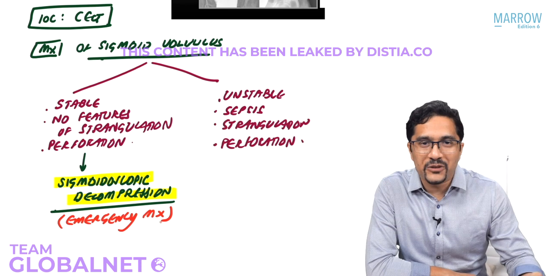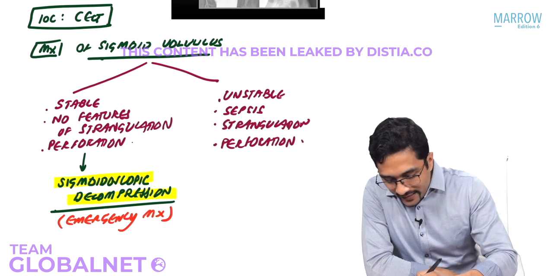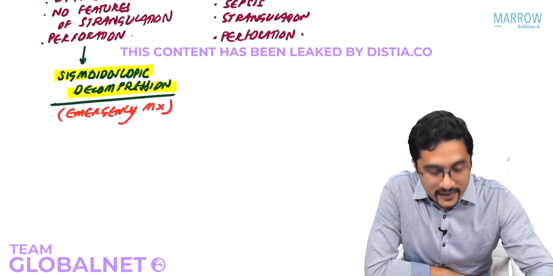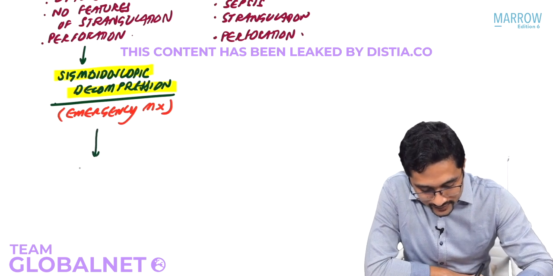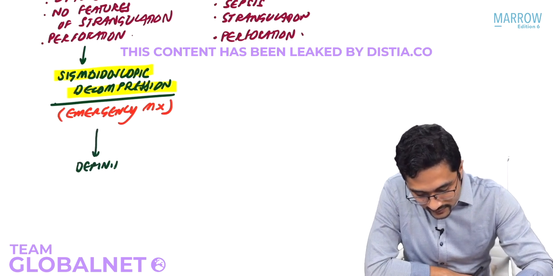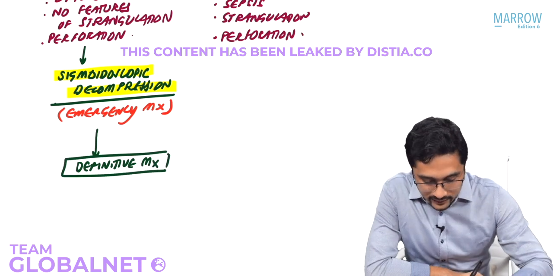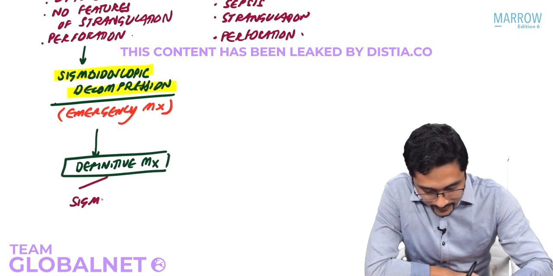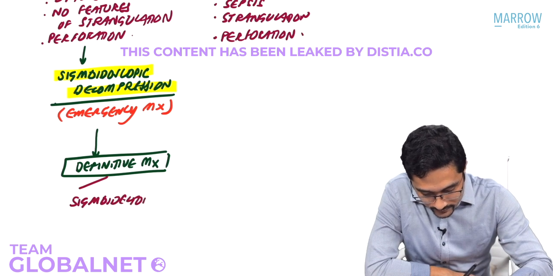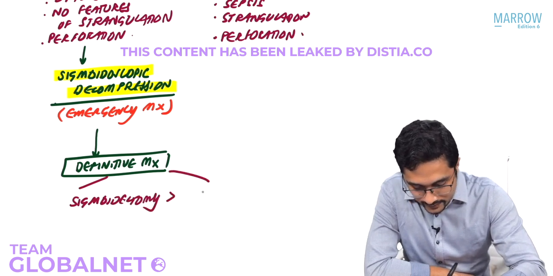Of course, the better thing to do is a sigmoidoscopic decompression, which is the emergency management. But what is the definitive management in these patients? You need to understand that sigmoidectomy is a better treatment option than sigmoidopexy.